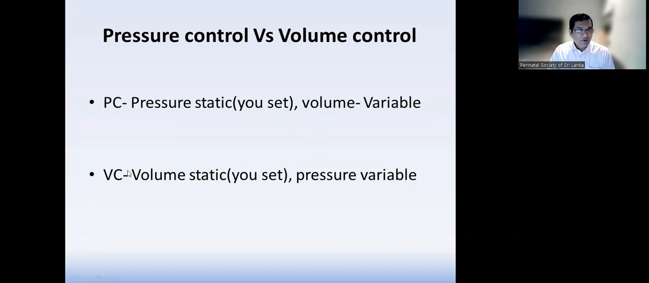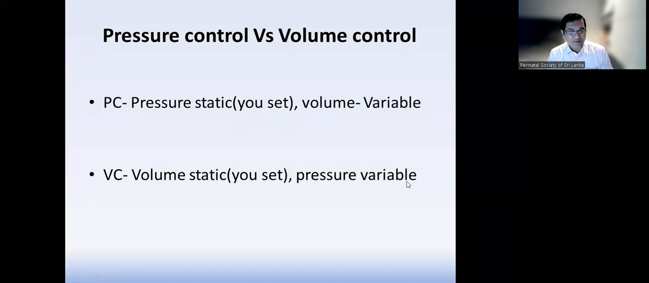Volume control, in pressure control I said you set the pressure, but in volume control you set the volume, and the volume is static. You ask the machine, okay, I want you to deliver only this much of milliliters of air during one breath, and you are commanding the ventilator about the volume. But in pressure control you are commanding the ventilator about the pressure. You are telling the ventilator, you can deliver breaths at the pressures of this, the PEEP of this and the PEEP of this. But in volume control, you are asking the machine, you can deliver only this much of volume in one breath. So that means you are setting the volume.